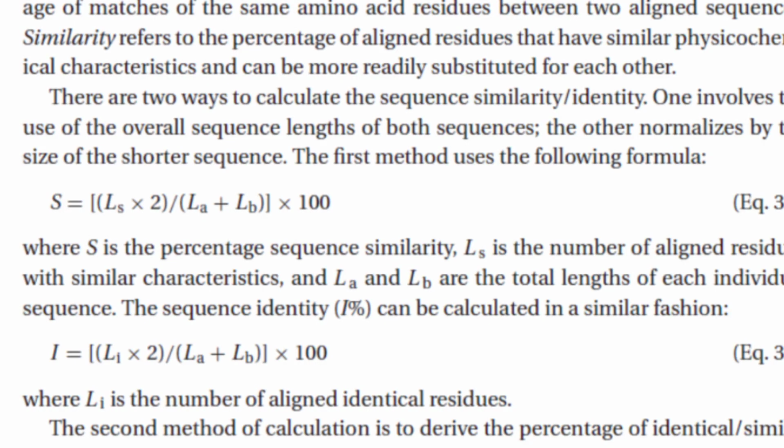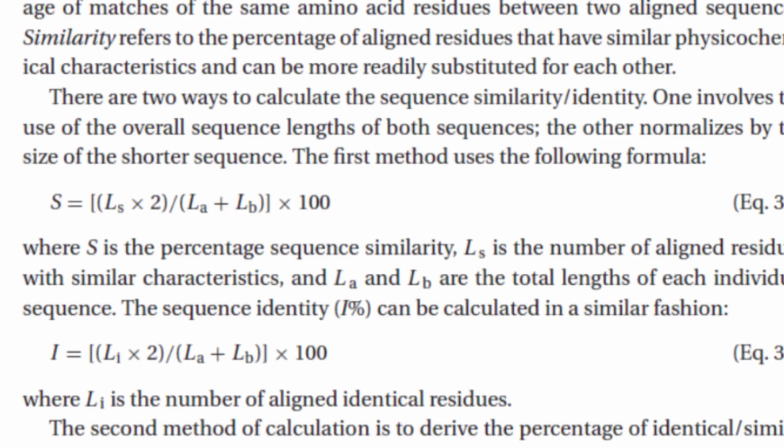S equals LS times 2 divided by LA plus LB, times 100. S there is the percentage of sequence similarity. LS is the number of aligned residues with similar characteristics. Then LA and LB are the total lengths of the protein of each individual sequence.